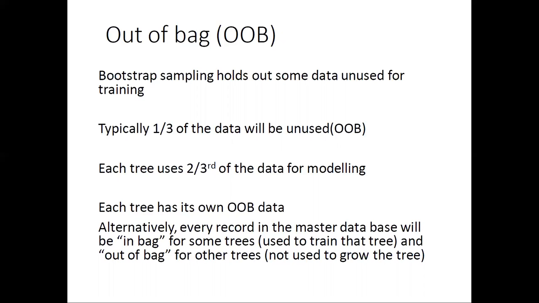But normally people employ both out-of-bag performance as well as cross-validation to evaluate the decision trees and to tune the parameters.